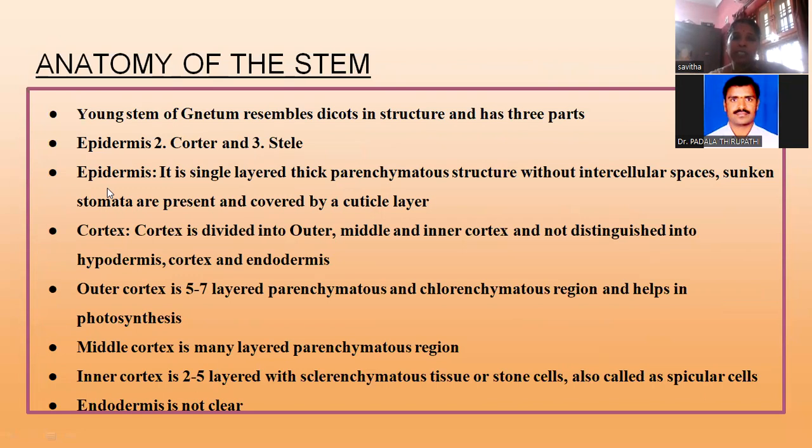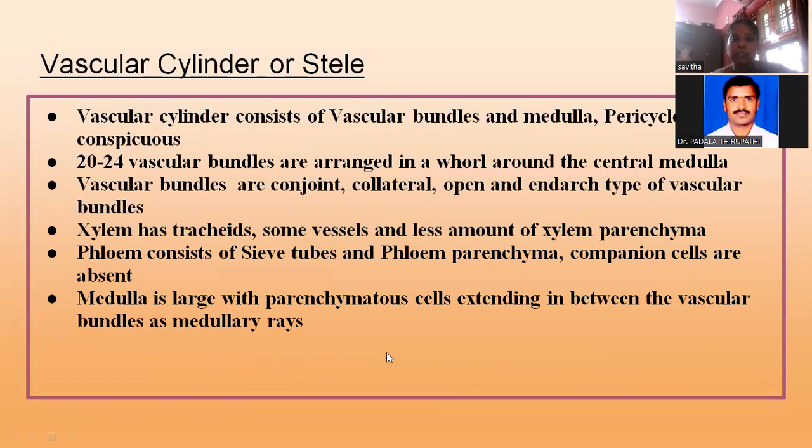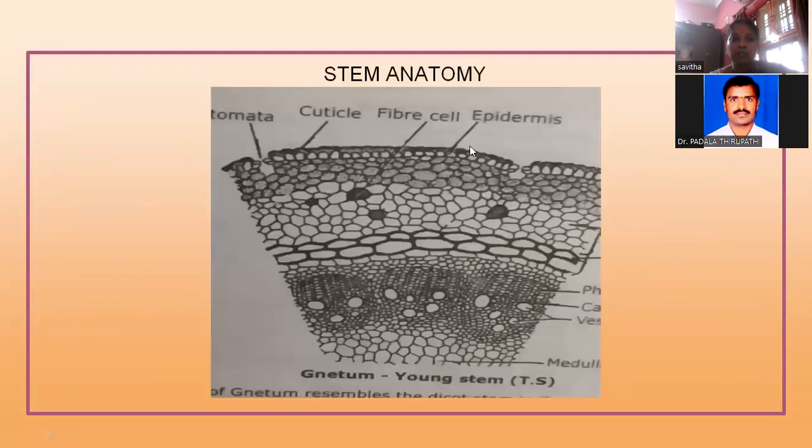Epidermis is single layered, thick, and parenchymatous without any intercellular spaces. Here you will see that it is covered by a thick cuticle, and sunken stomata are present. Single layered epidermis with a thick cuticle, sunken stomata, and no hairs.